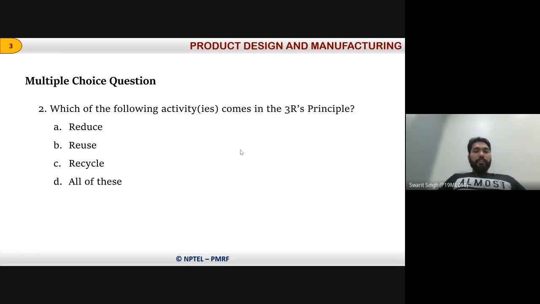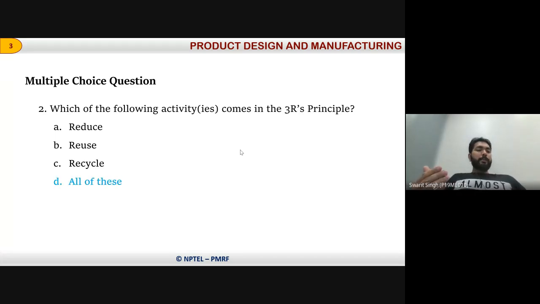Now second question is on your screen. It's a very important question. Which of the following activities come in 3 R's principle? So 3 R's principle, I hope you all know what is 3 R's principle. So which of the following activities come in the 3 R's principle? Okay, so everyone is answering the same. All of these. Yes, definitely.